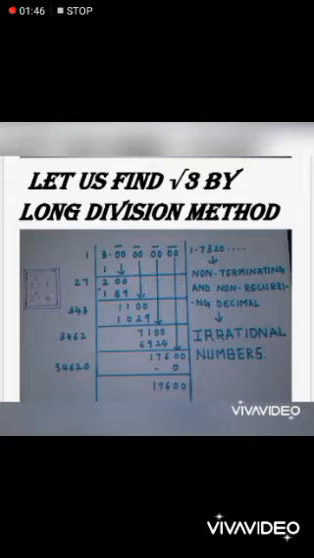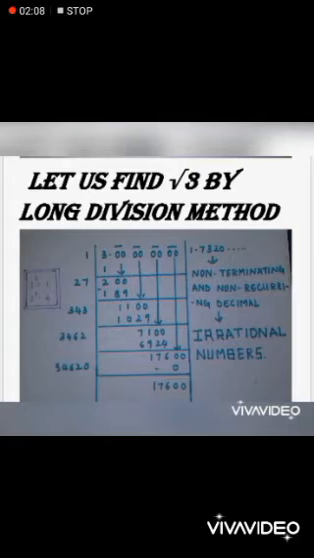The same process continues. So you will be getting the quotient as 1.730 and so on, where no number is repeated. Such type of decimals we call non-terminating and non-recurring decimals. So non-terminating and non-recurring decimals are called irrational numbers.